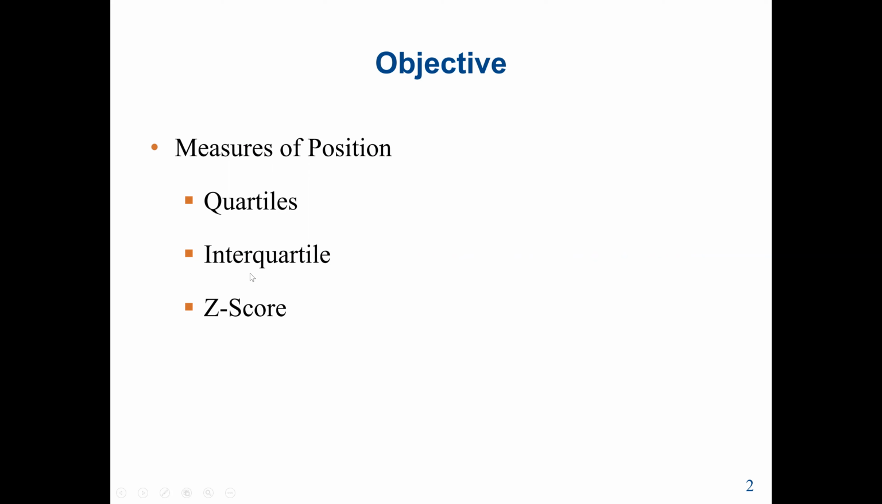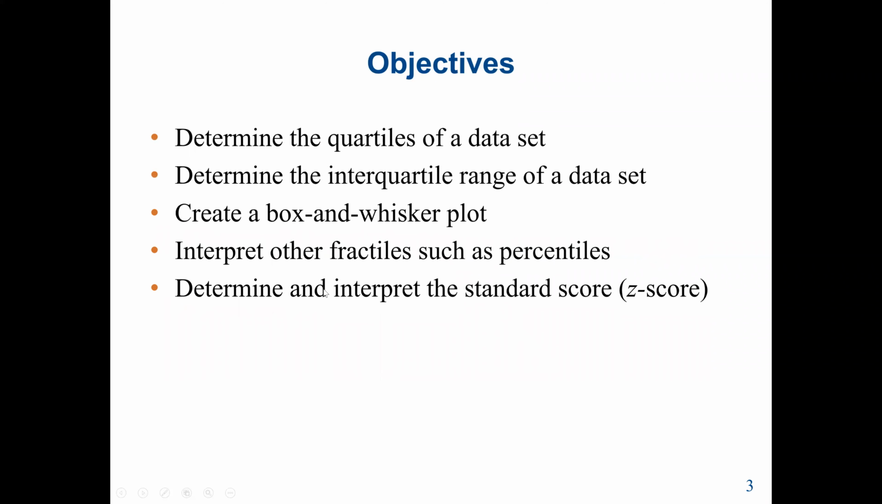We're also going to discuss the interquartile range, which is the difference between the Q3 and Q1. And also how to find a z-score, and we shall explain what a z-score is. So we're going to determine the quartiles of a data set, determine the interquartile range of a data set, create a Box-and-Whisker plot, and interpret other percentiles. And also we're going to determine and interpret the z-score, or the standard score.